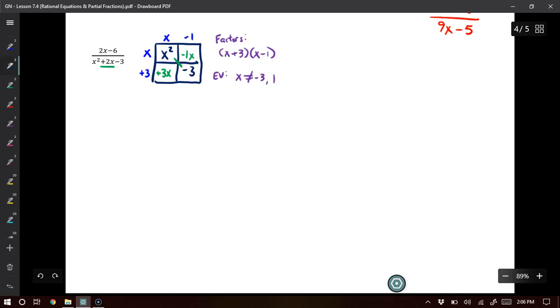And now we can set up our fraction. We know we want it to equal (2x - 6) over x, and I'm going to leave it in factored form, (x + 3)(x - 1). But I don't know the left side, so I'm going to create my left side, and I'm going to use my factors to help me.